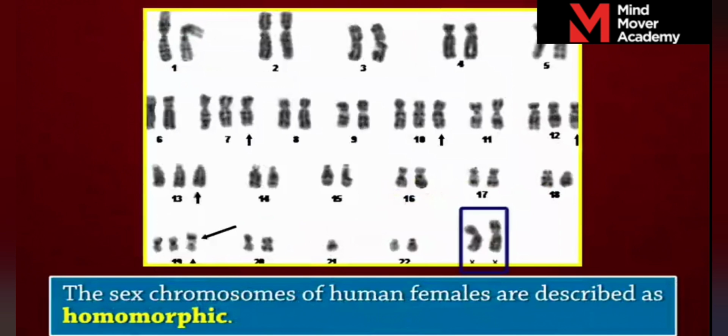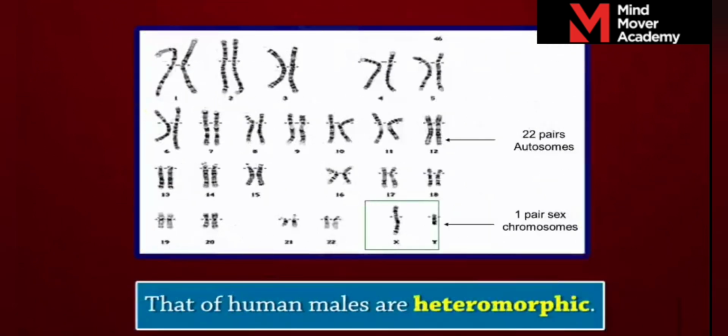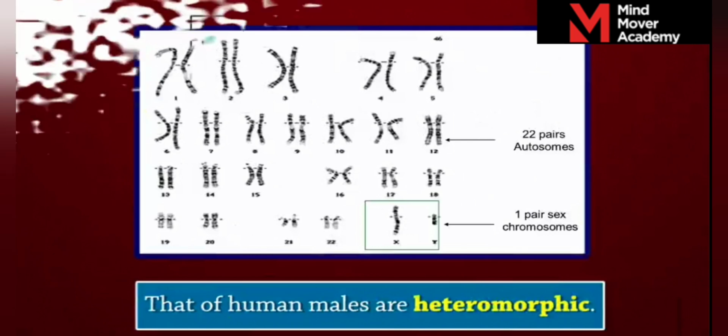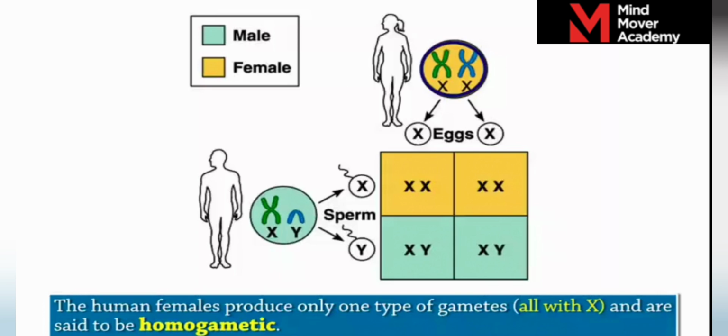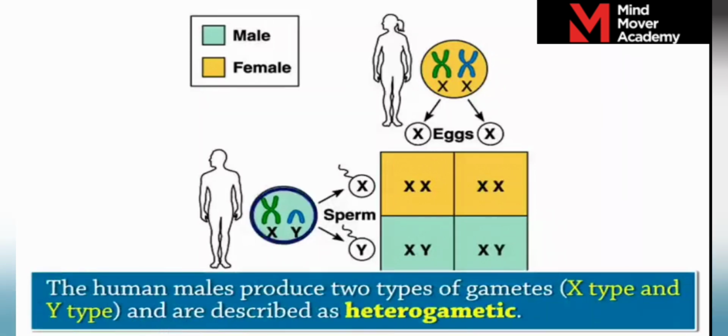The sex chromosomes of human females are described as homomorphic, and that of human males are heteromorphic. The human females produce only one type of gametes, all with X, and are said to be homogametic. The human males produce two types of gametes, X type and Y type, and are described as heterogametic.